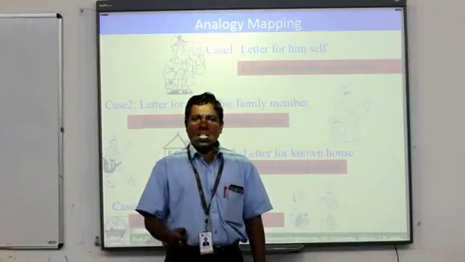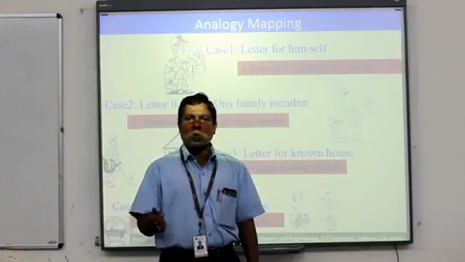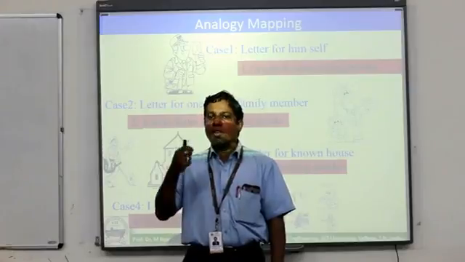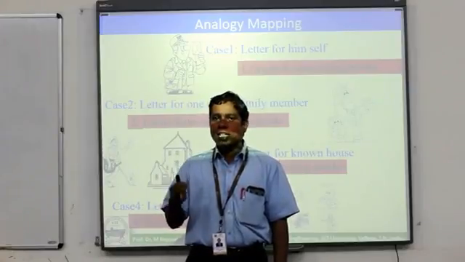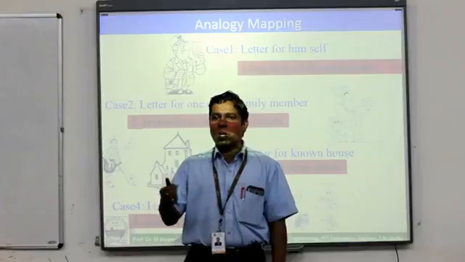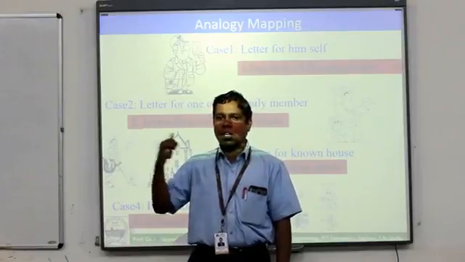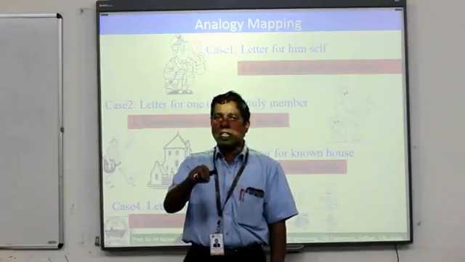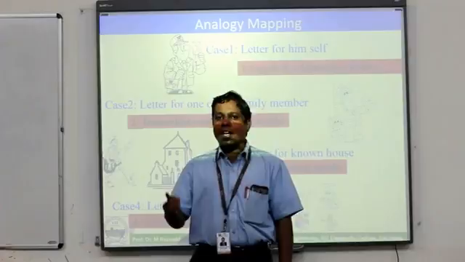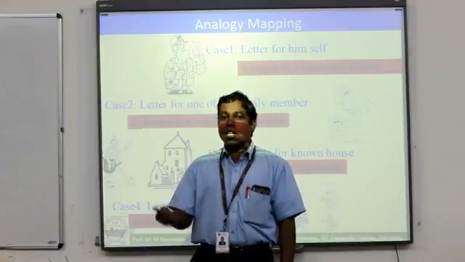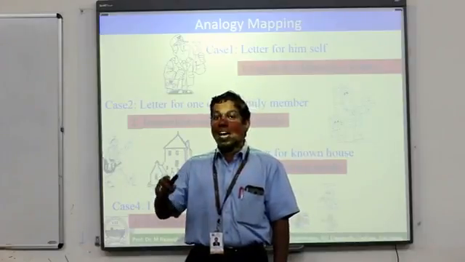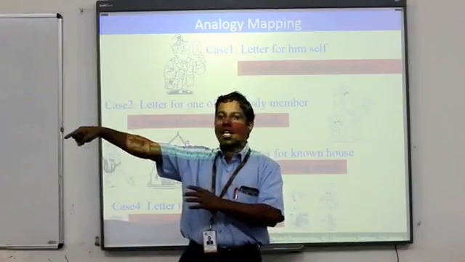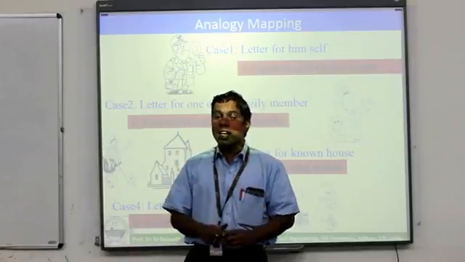The implicit addressing mode doesn't require any operand or operand address. Only the opcode will be there, and it will perform the operation. The second one, the letter for a family member, is mapped to the immediate addressing mode, where the data, the operand, is available as part of the instruction. The third one, a letter for a known address, is called the direct addressing mode. The direct addressing mode is nothing but a known address, so it goes directly to that address and gets the data from there.